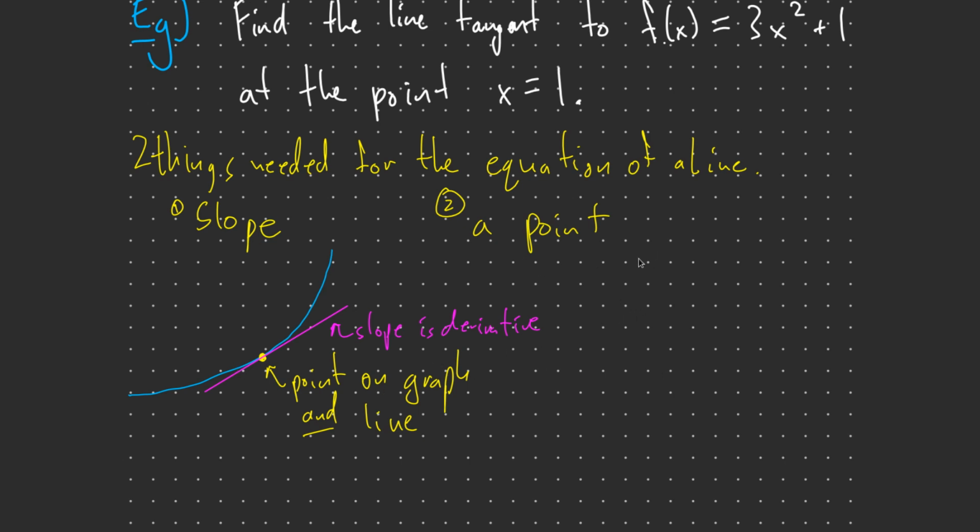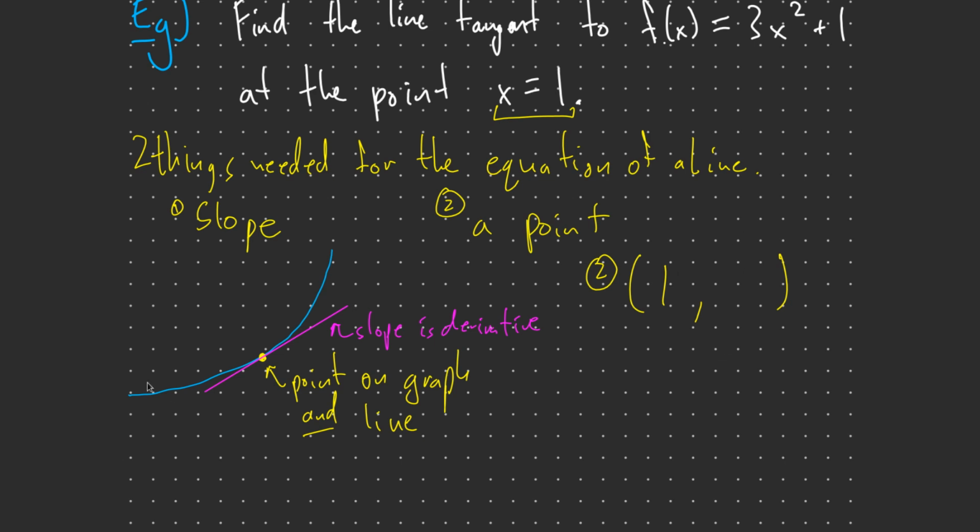So a point on a line, right? A point is an ordered pair. It's an ordered pair. We need an x and a y. The x is easy. We're given the x right here. X equals 1. But the y is not as obvious. It doesn't just fall out from here. But it's not too bad.